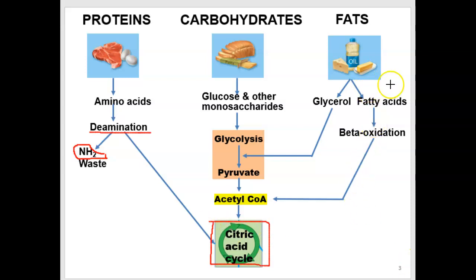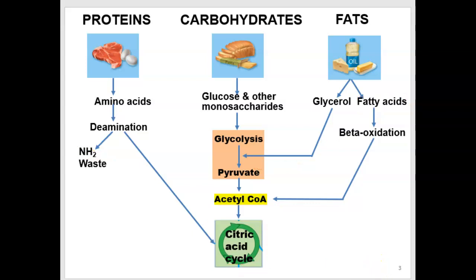Now for lipids, it's a little bit more complicated because we have two types of compounds making up a triglyceride. A glycerol is a carbohydrate that has 3 carbons, so it's going to enter somewhere at the end of glycolysis. Fatty acids are long chains of carbon and hydrogen that need to be cut up, and that process is called beta oxidation. The products of beta oxidation are 2 carbon compounds that can be converted to acetyl-CoA. So they will enter the Krebs cycle.